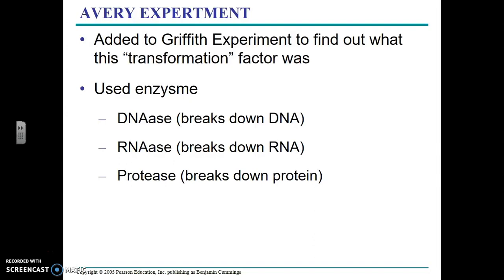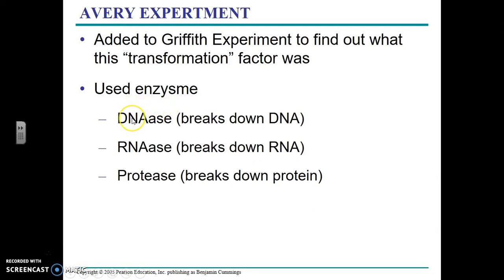Okay, now, after this transformation factor was discovered, people wanted to really find out what it was. People started doing all these massive experiments. What is this factor that Griffith just found? And the first experiment that discovered this factor was the Avery experiment. The Avery experiment used enzymes, and used three enzymes in the experiment.